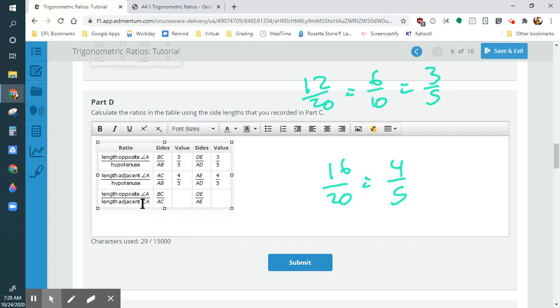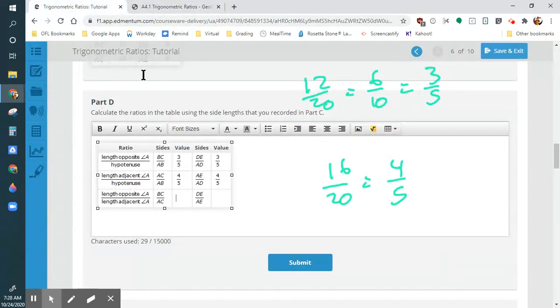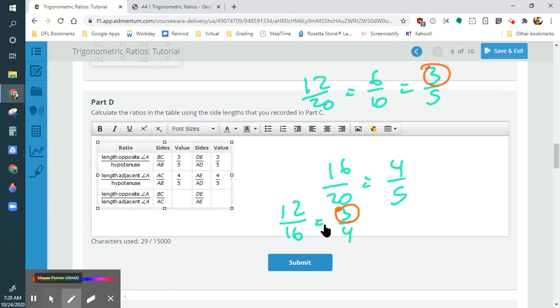Next, I'm going to do BC over AC. So this is the opposite over the adjacent. The opposite is 12, the adjacent is 16, and that's just going to be 3 over 4. 12 over 16 is 3 over 4. One thing that's cool is apparently all of these reduced by 4, because look, we have this 3 from the last time we used the opposite, and then we have this 4 from the last time we used the adjacent.